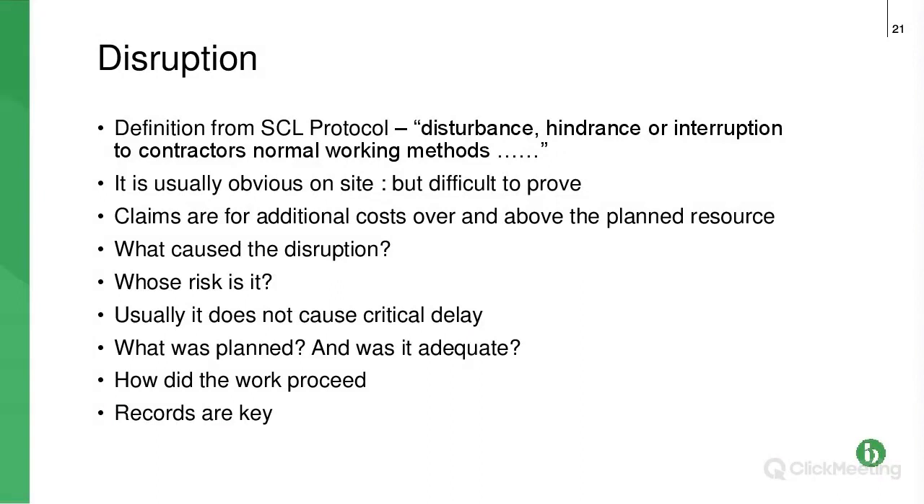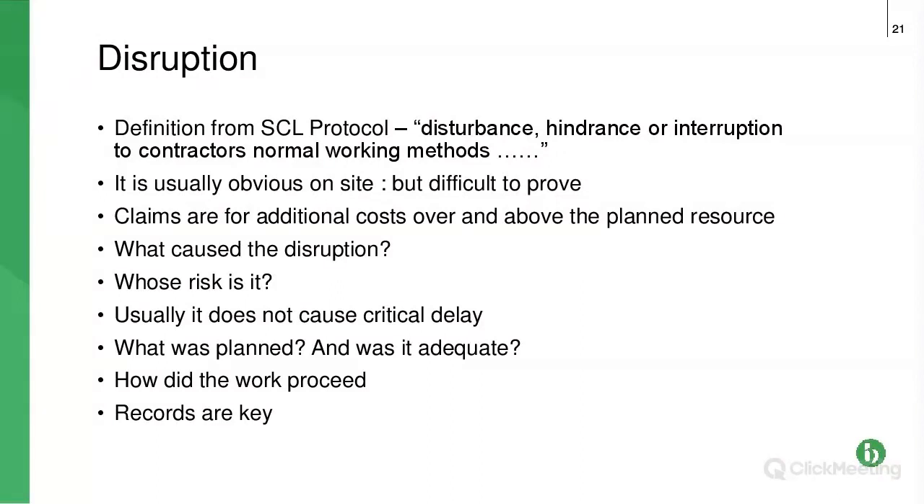Now, the 2, 4, 6 bullet point down is one of the key ones, because it says usually it doesn't cause critical delay, and that's often the way we distinguish it. If you've got critical delay, something that has caused delay to the completion date, it is delay. Usually anything else is disruption.